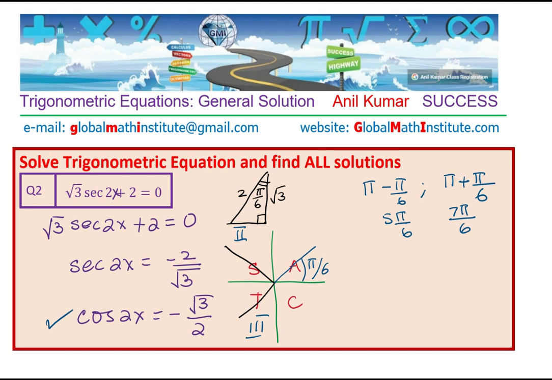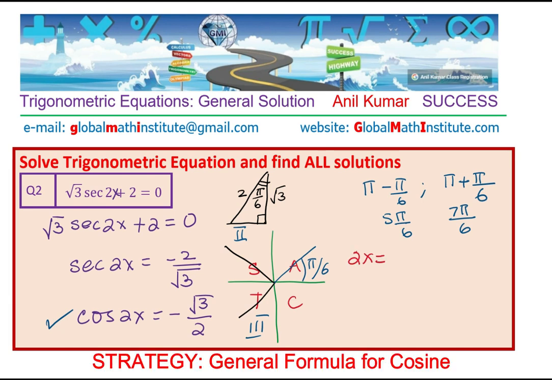Well, since 5 pi by 6 is our answer, we could actually write a general solution as, in this case, because we have 2x, let me rewrite. 2x is equal to 2n pi plus or minus 5 pi by 6. Because see, from here also you can approach, and from here also you can approach. Makes sense? So after every 2n pi, you can come to this position.